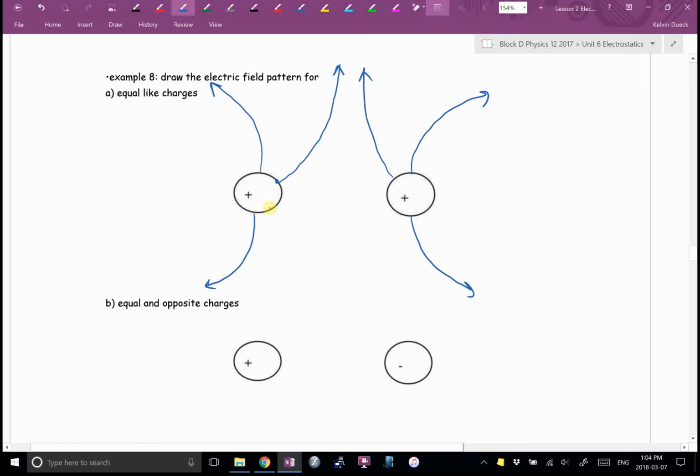I think like this. I think a line like this would probably just almost go straight because it's kind of getting repelled by both, but not quite from the same angle, so there'd be a tiny curvature.